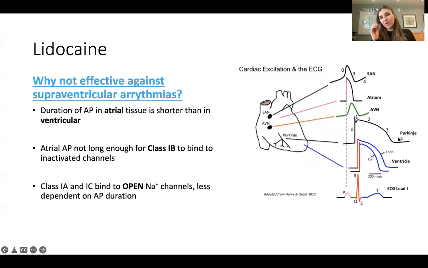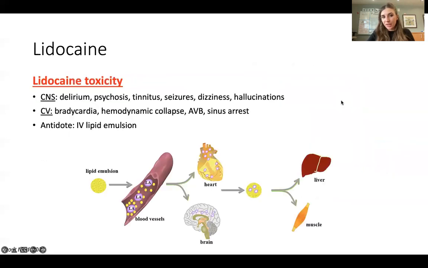And so when I told you that lidocaine, as a class 1B, specifically binds to the inactivated phase, you can see how short that phase is here in the atrial tissue compared to the ventricular. So the action potential is not long enough in atrial tissues for class 1Bs to really have their effect. Because class 1As and class 1Cs bind during the open phase right here, they don't care about how long that action potential is. They've already bound, they're good. But it's just where lidocaine's binding. So that's why it's really not effective for these atrial arrhythmias.